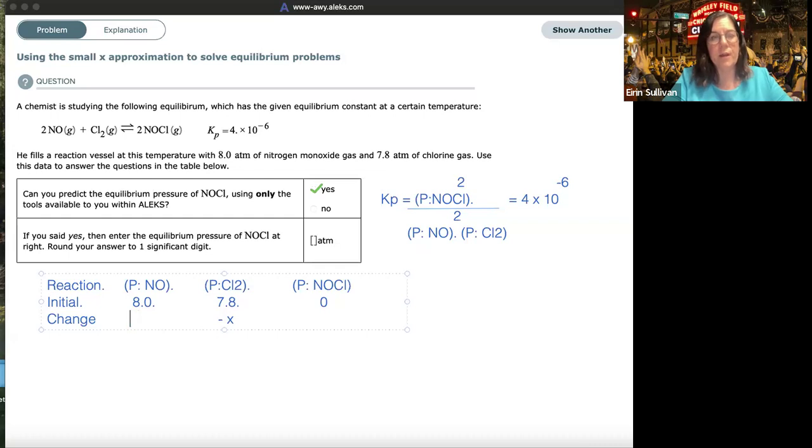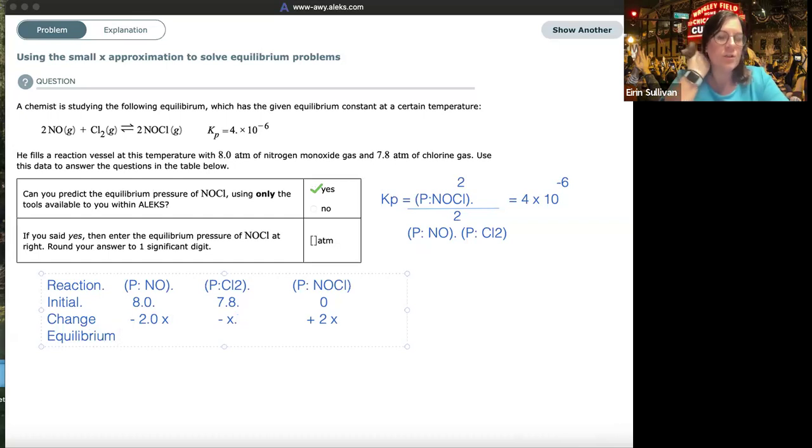our reaction stoichiometry. 1 mole of chlorine reacts with 2 moles of nitrogen monoxide. So for every 1 mole of chlorine that gets used up, 2 moles of nitrogen monoxide are simultaneously getting used up. So those both are going to have a minus in front of them. All right, so for every 1 mole of chlorine, we are forming 2 moles of nitrosyl chloride. So plus 2x will be the change in the nitrosyl chloride partial pressure.